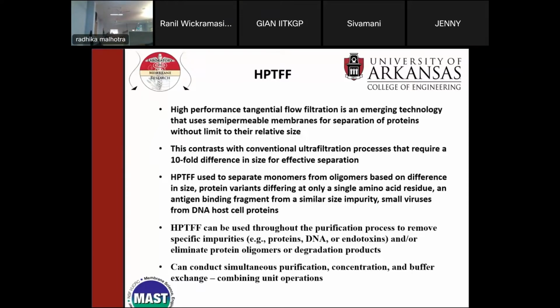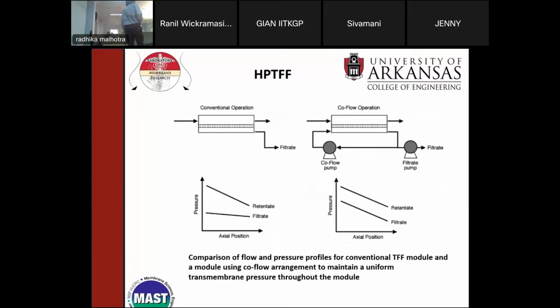HPTFF can be used throughout the purification process to remove specific impurities, protein, DNA, or any toxins, and or eliminate protein oligomers and degradation products. It can conduct simultaneous purification, concentration, and buffer exchange. So you can combine all of these into one, and we often talk about process intensification. Very important. If you can do that, you save a lot of money, okay? So here is the idea.